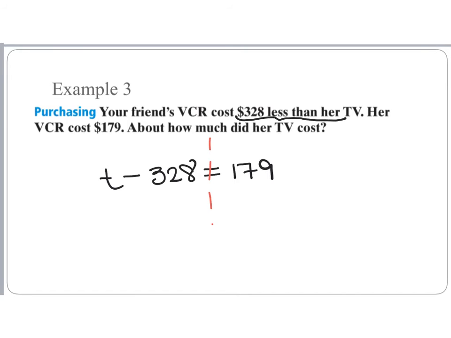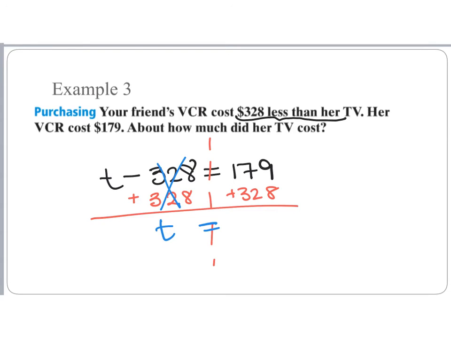So again, if I use that equal sign as my balance, I'm going to undo this negative 328 from the T, and I undo negatives by adding 328. When I add 328 to both sides, they're going to cancel off here on the left, and it's going to leave me with T equals, and 179 plus 328 is going to leave me with $507 is what the TV cost.